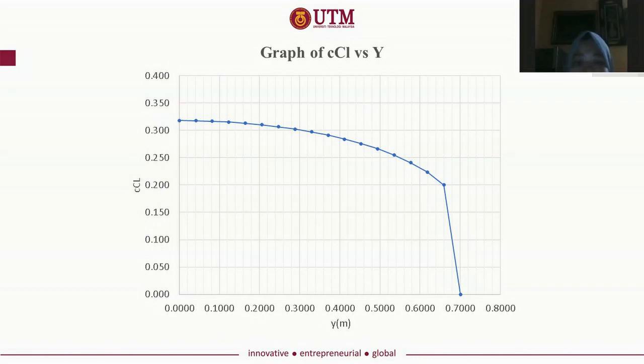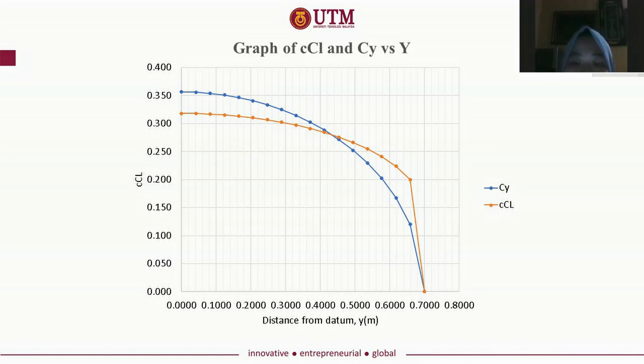So this is the wing load distribution coefficient versus distance of the wing. It has a similar pattern to the previous graph. The higher value of the wing load distribution coefficient is obtained also at the root chord of the wing, decreasing until the tip chord of the wing.